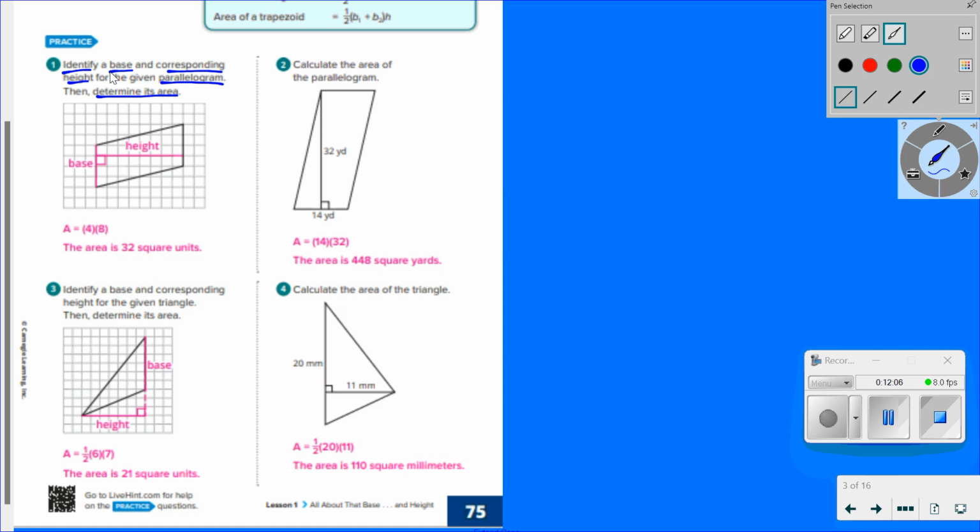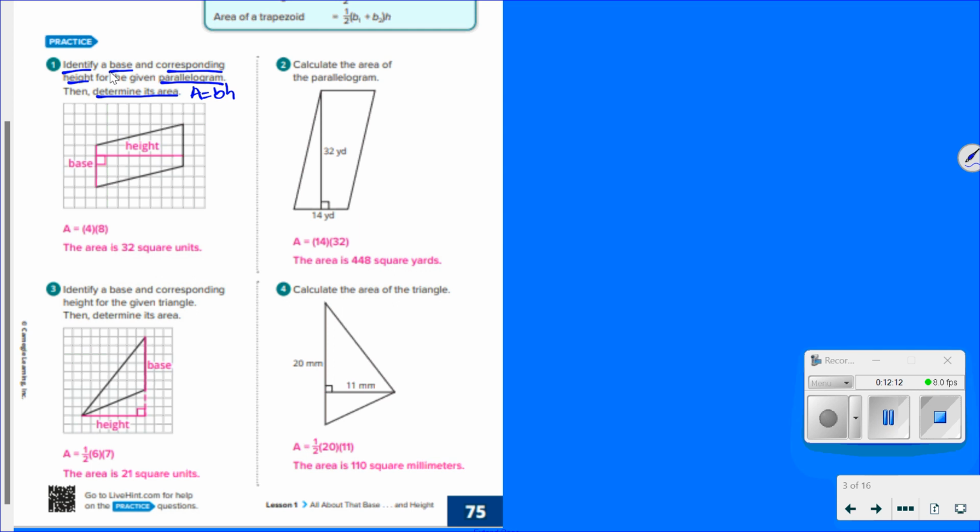We need to write down our formula. What is our formula? Base times height. That's the very first thing that needs to be written down. Then you're going to look at your image, your shape, and then determine which one is which, okay? For this, it didn't even give us our numbers. We have to figure out our numbers.